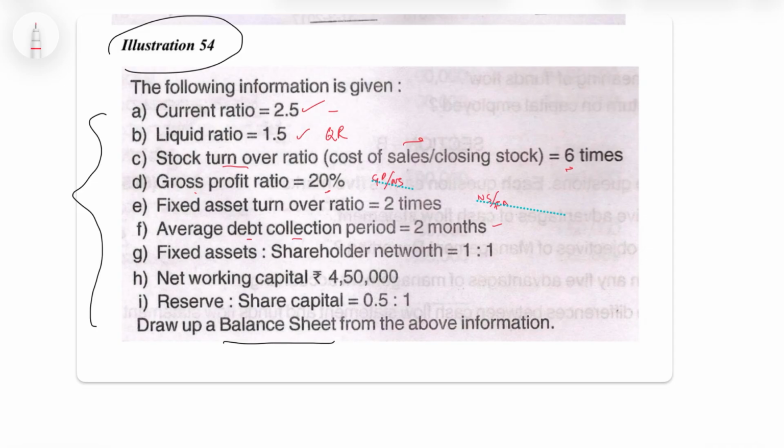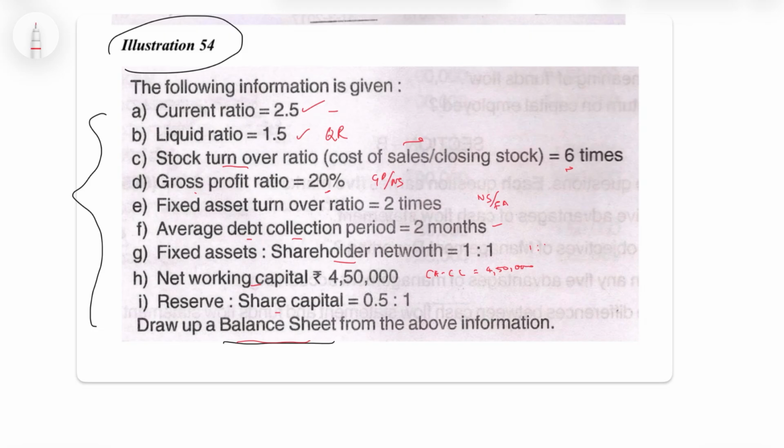2 months. And the fixed asset to shareholders' net worth, shareholders' fund, 1:1. Proprietary ratio 1:1. Next, the net working capital, which means current assets minus current liability, is equal to 4,50,000. Reserve to share capital, reserves divided by share capital, 0.5 is to 1.